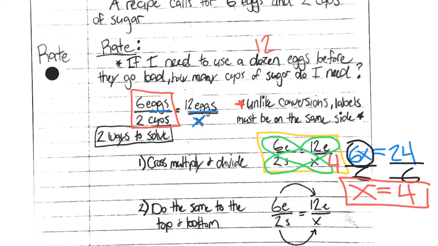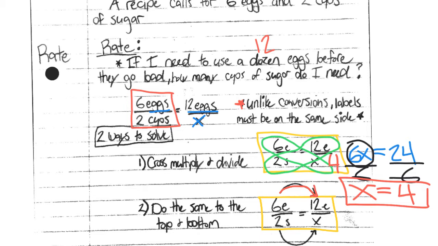So we would have to do the same to the top and the bottom. So you'll notice, again, I started with the same thing. I have my 2 ratios here, my 6 eggs over my 2 cups of sugar, 12 over, I have no idea what I need. So I'm going to draw a little arrow, and I'm going to say, how in the world did I get from 6 to 12?